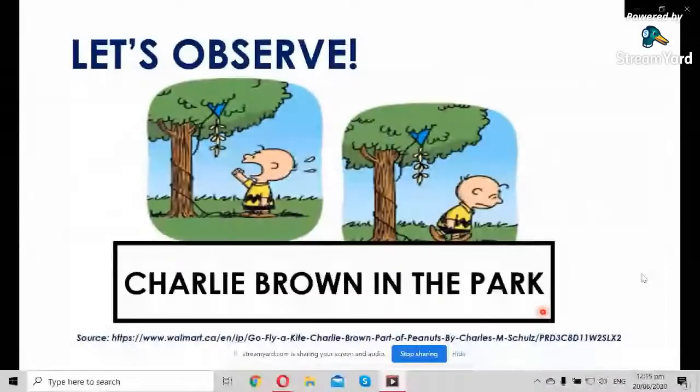Great. Now, who is the boy? Yes, that is correct. That is Charlie Brown. Where is Charlie Brown? Yes, he is in the park. Very good. Let's try to know more. What is this picture all about in connection to scientific method? Let's explore more. Let's go.